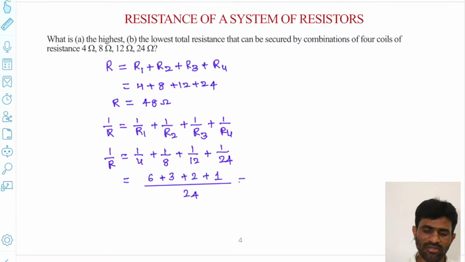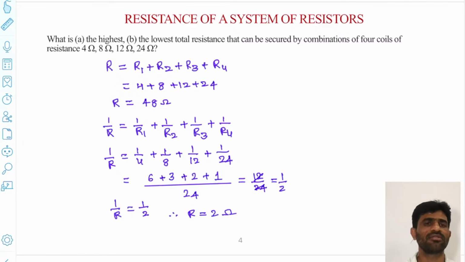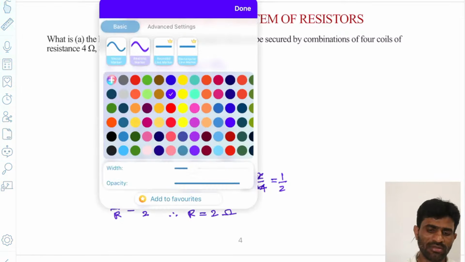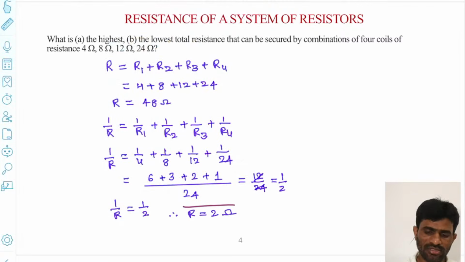So it is going to be 12 by 24. After cancellation it is 1 by 2. So 1 by R is equal to 1 by 2. Therefore R is equal to 2 ohms. So when you connect them in parallel, we get 2 ohms. So the lowest resistance is going to be 2 ohms and the highest resistance is going to be 48 ohms.